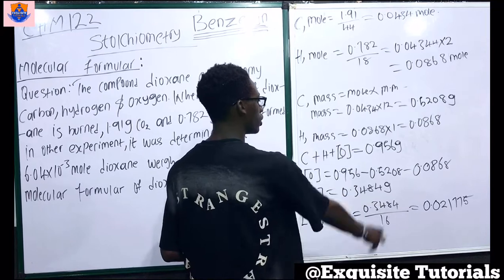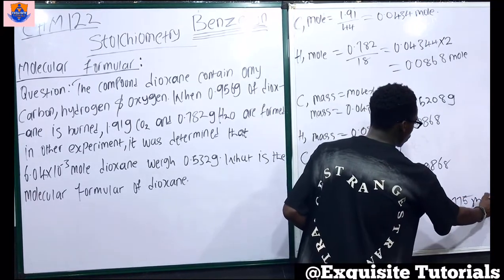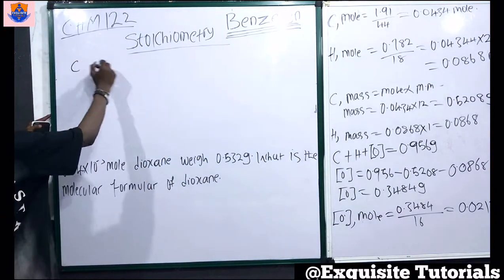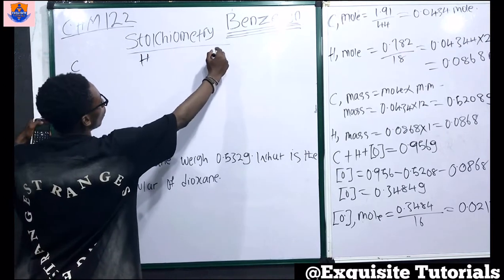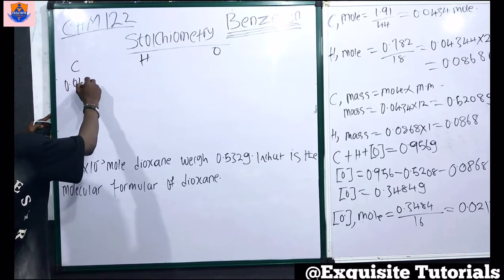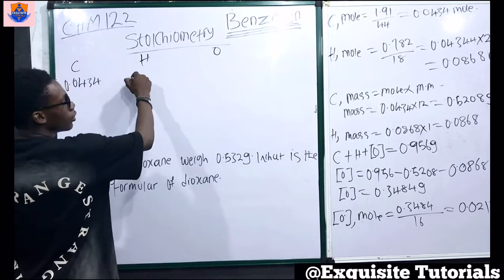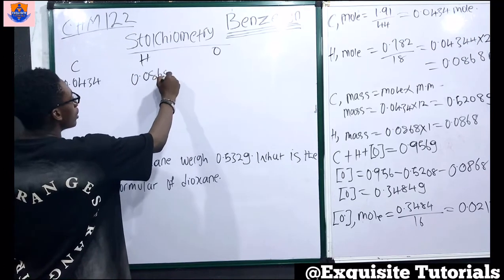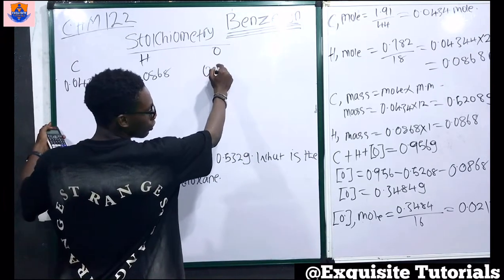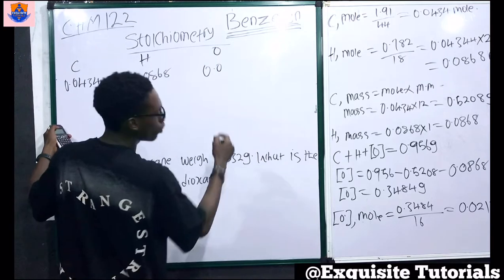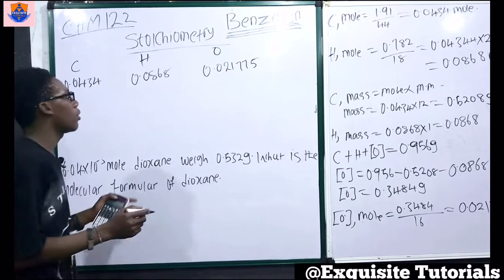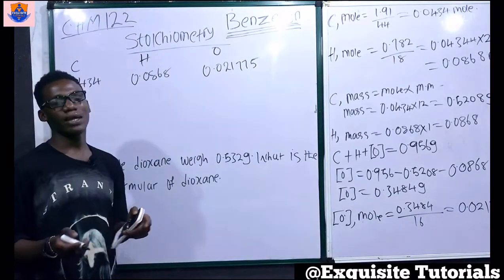All right, so now we have the mole of oxygen. Now for carbon, hydrogen, oxygen, we have the mole of carbon there as 0.0434. For hydrogen we have 0.0868. Then for oxygen we have 0.021775. Now remember, for the empirical formula we are dividing by the least value.